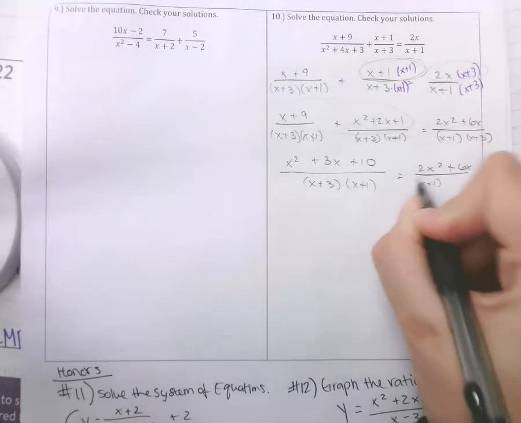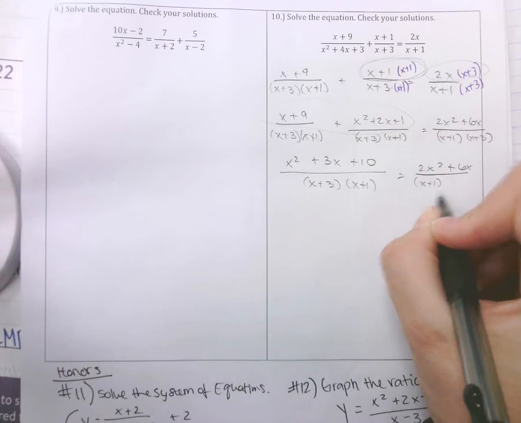Wouldn't it be 3x squared? Oh, they're equal to each other. Yeah, it's equal to.